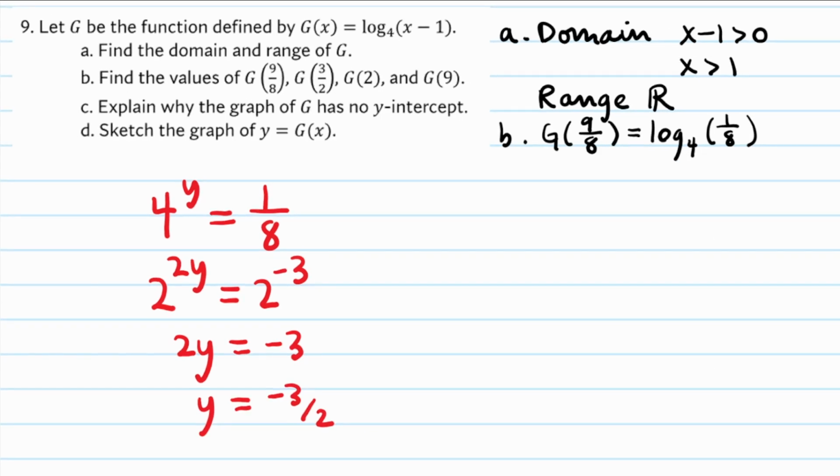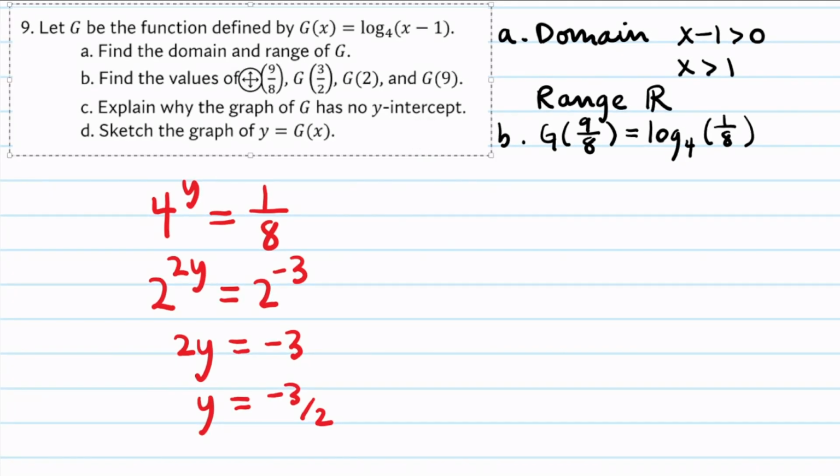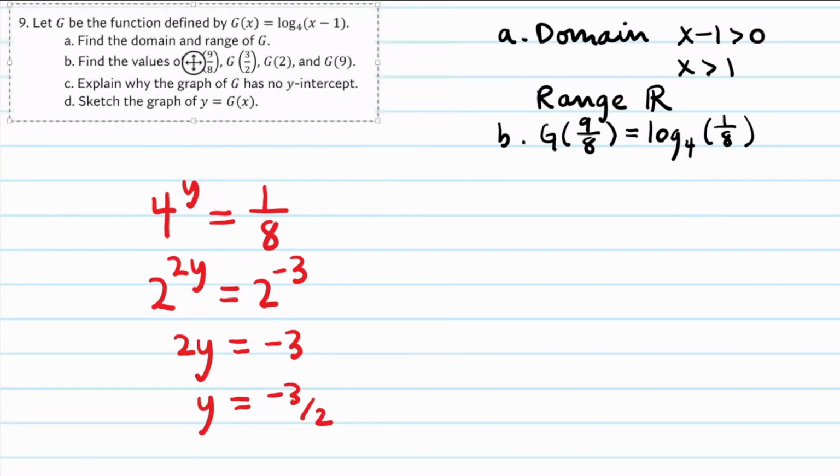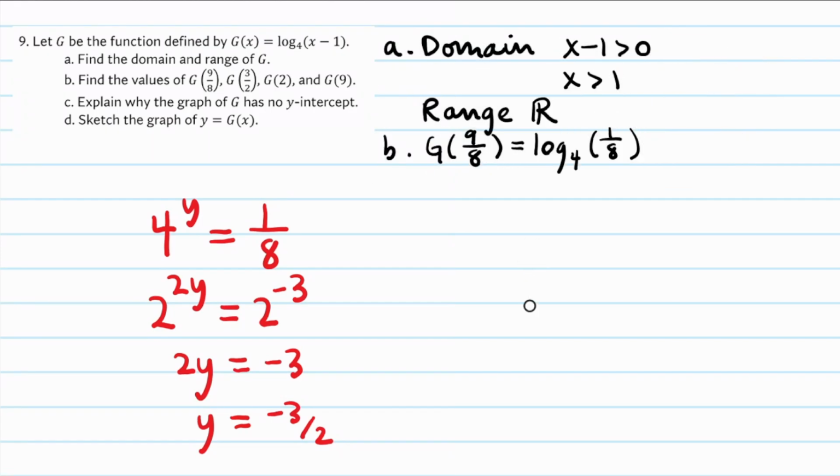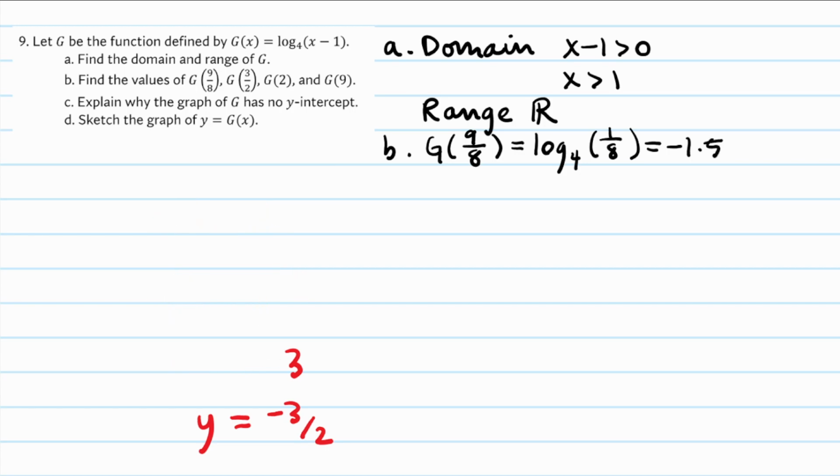I hardly have enough room to fit over here. Let's shrink them down and move this over. Yeah, that'd be better. So this is equal to -1.5. The next one is going to be g of 3/2.